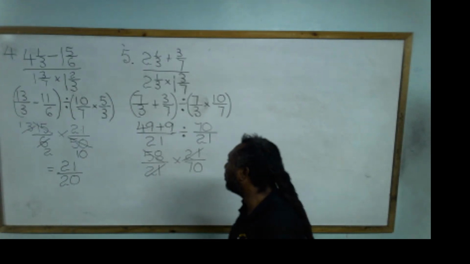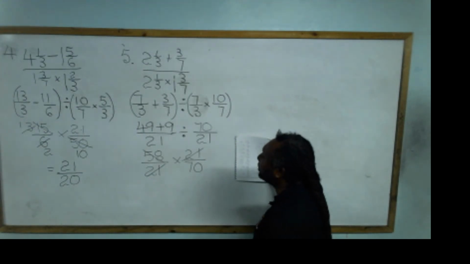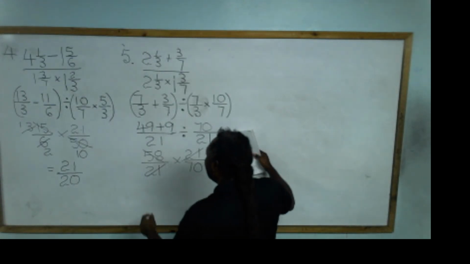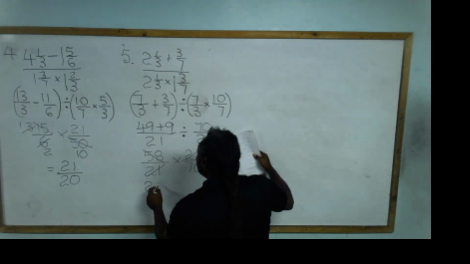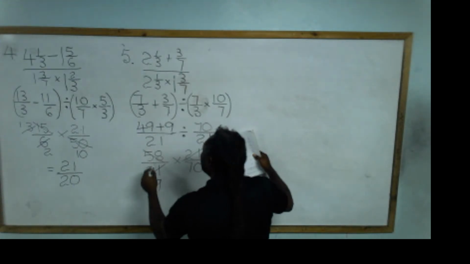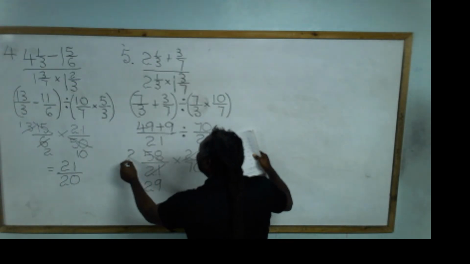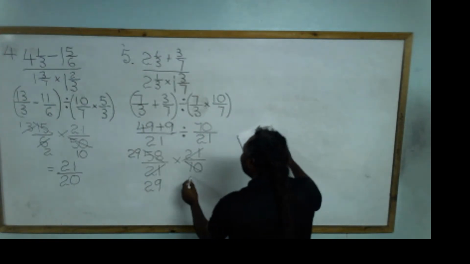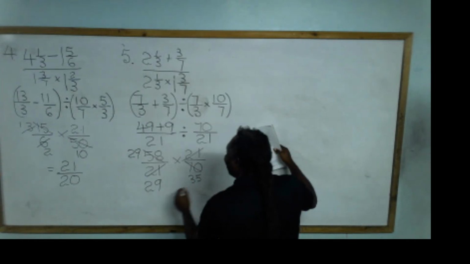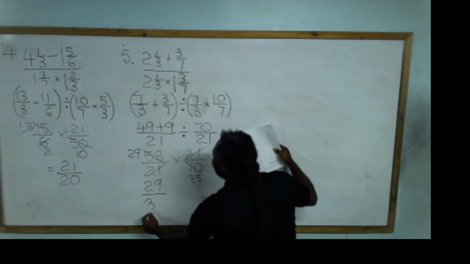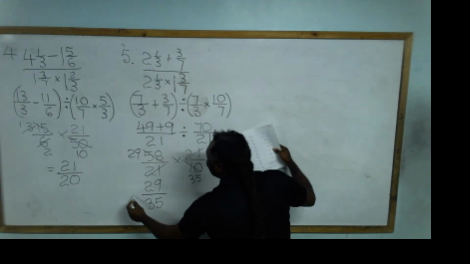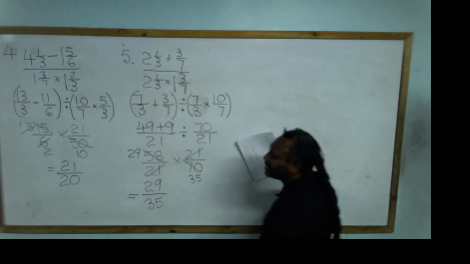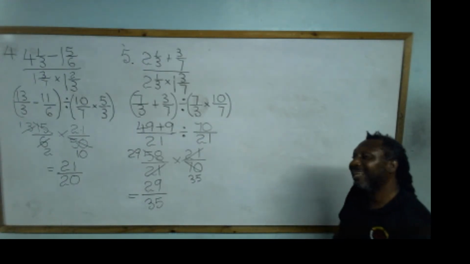You cannot allow the numbers to overpower you. So 2 into 58 is 29. And 2 into 70 is 35. So your final answer is 29 over 35. And as it looks large and out of shape, but that's the correct answer.